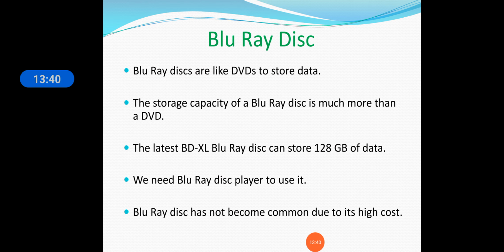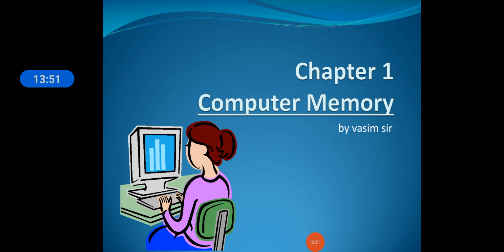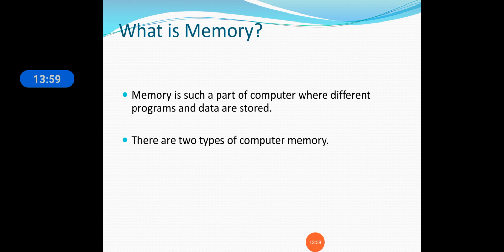So this was our lecture on the first topic. Our lecture has been completed. Now let us revise what we have learned in computer memory. We learned what memory is: it is the part of the computer where programs and data are stored, and it has two parts, primary memory and secondary memory.